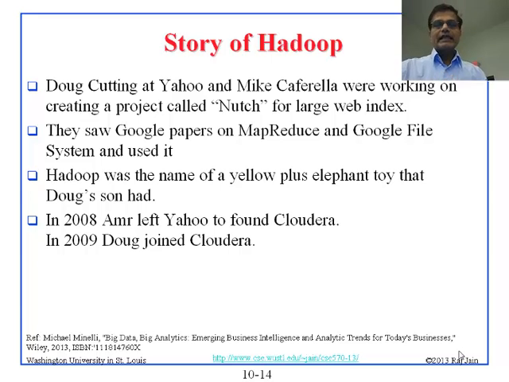And they called it something, and then when they saw these names, they said, okay, let's just use the same thing. They used the toy elephant, which was Doug's son's toy, named Hadoop, and they called the project Hadoop. So this was Yahoo Hadoop.